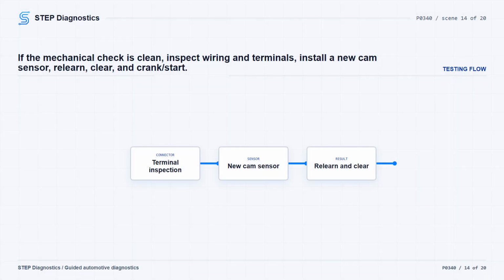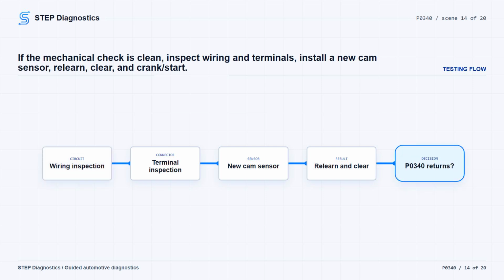If the mounting area and target wheel are okay, inspect the wiring and connectors between the camshaft position sensor and the PCM. Look for chafed, pierced, pinched, or partially broken wires, and for broken, bent, pushed out, or corroded terminals. Then install a new camshaft position sensor, perform the cam/crank relearn, clear the code, and start the engine or crank it for 10 seconds. If the code does not return, the repair is complete. If it does return, continue to the full connector integrity check.